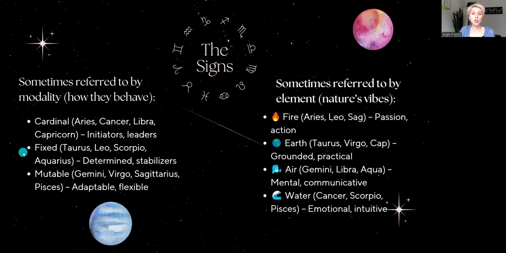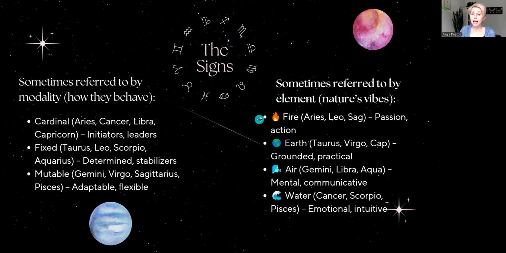Fixed signs are Taurus, Leo, Scorpio, and Aquarius, and these are determined stabilizers. The mutable signs are Gemini, Virgo, Sagittarius, and Pisces, and these are very adaptable and flexible signs. Now, you also will hear them commonly referred to by their element or their natural vibes.